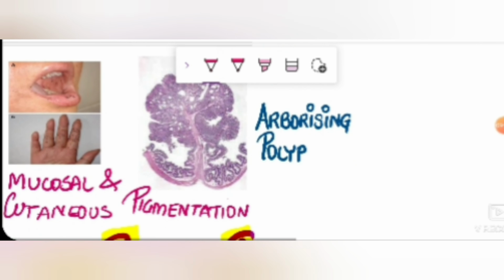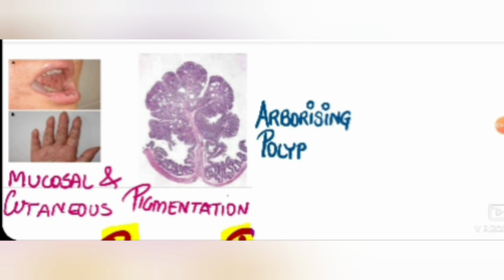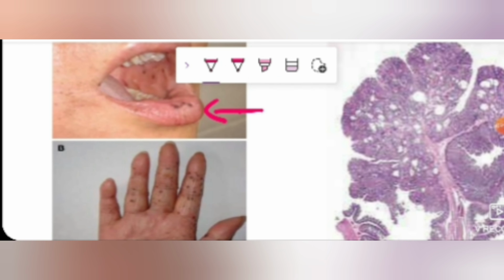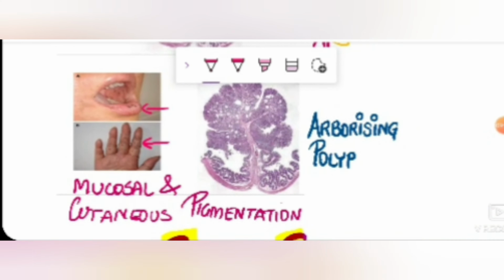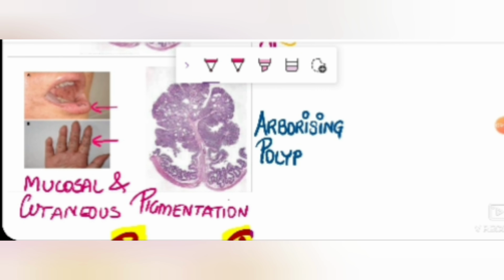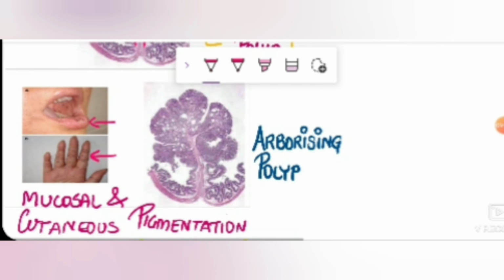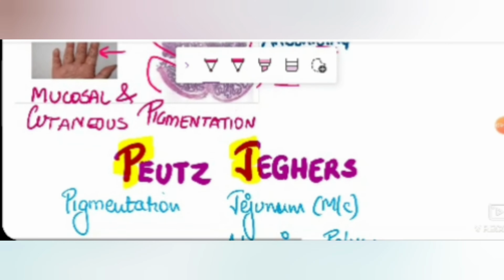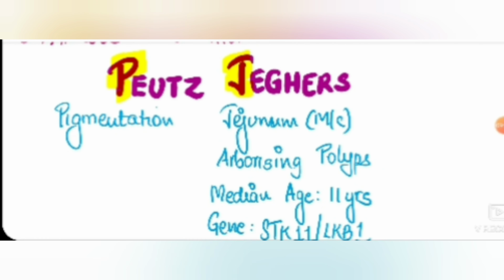Along with this image, how would the patient present clinically? Please remember, the patient shows pigmentation. Like you can see over here, cutaneous and oral pigmentation. So you can very well appreciate mucosal and cutaneous pigmentation. When you get these two things together, number one, you've got pigmentation. Number two, you've got a polypoidal structure that looks like a Christmas tree or arborizing polyp. What are you dealing with? It's Peutz-Jeghers syndrome.